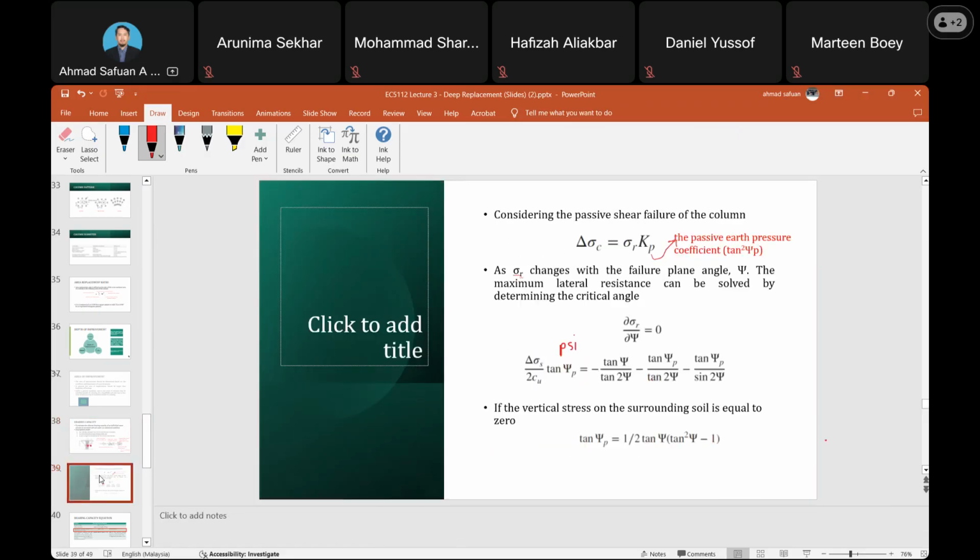So psi for the column is equal to negative tangent psi over tangent 2 psi minus tangent psi column, over tangent 2 psi minus tangent psi column over sine psi. If the vertical stress on the surrounding soil is equal to 0, then the tangent psi of the column is equal to half tangent psi times tangent square psi minus 1.